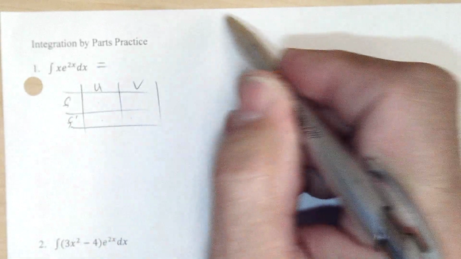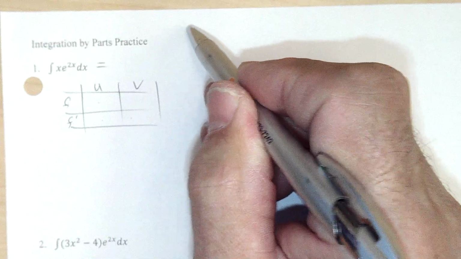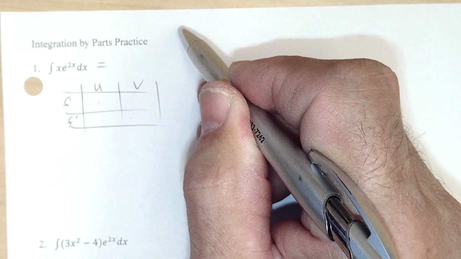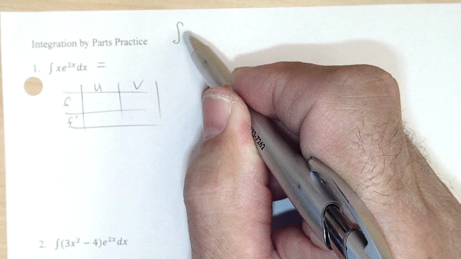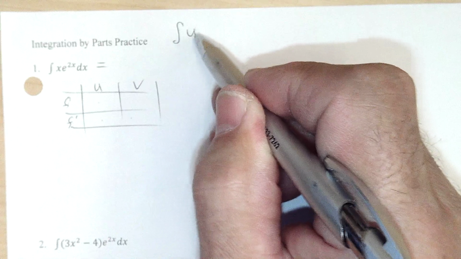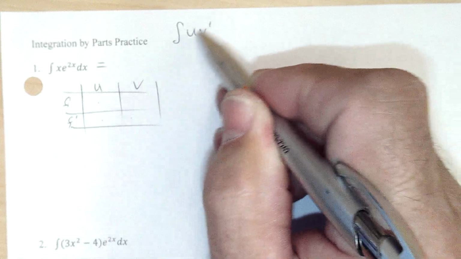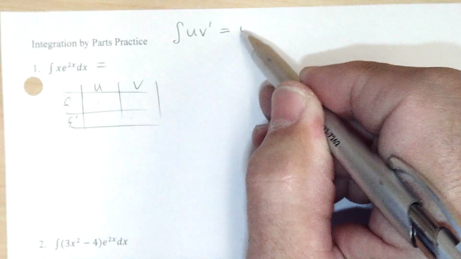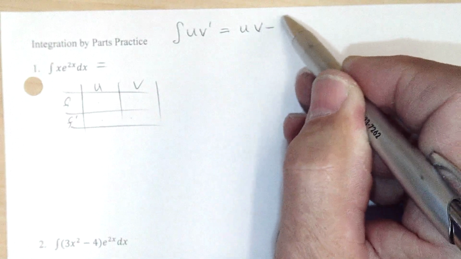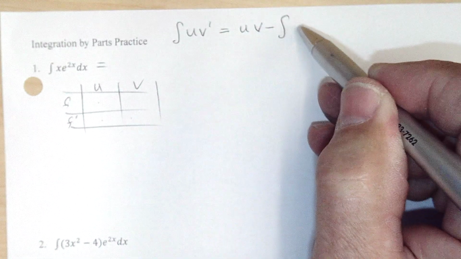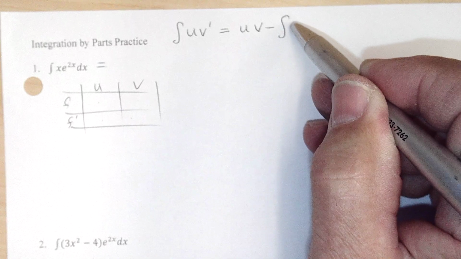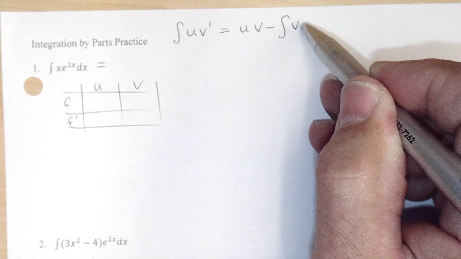We're trying to match the integration by parts formula that comes from the product rule that says the integral of U V prime is U V minus the integral of the opposite way, V U prime.